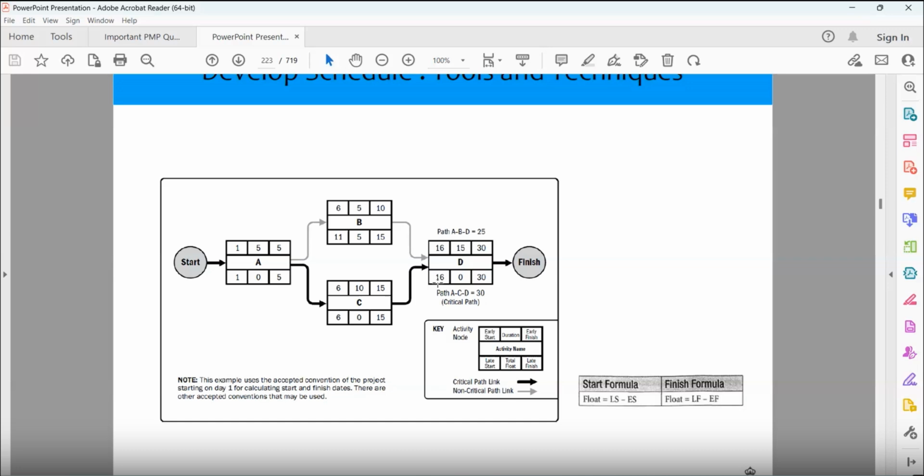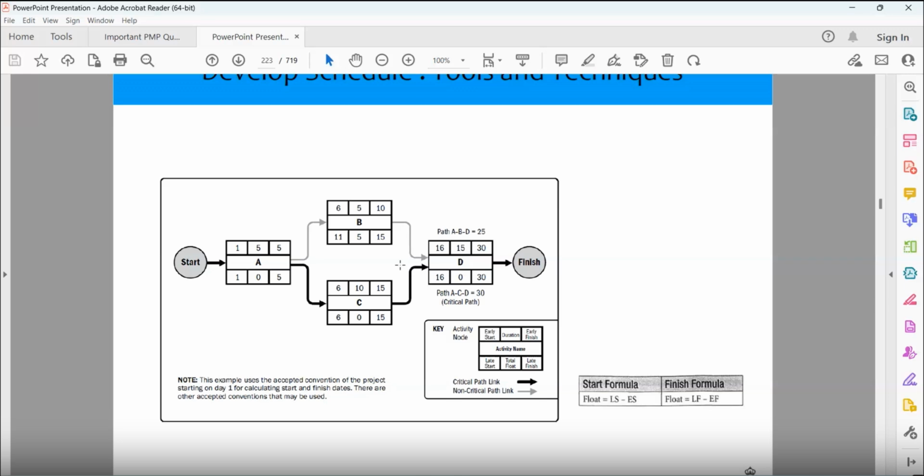Now we want to find the float. What is float? Late finish minus early finish, or late start minus early start. This is the formula of float. It is written here also. You can see, 30 minus 30, you get 0, or 16 minus 16, which is also 0. So the float, the free available time, is 0.